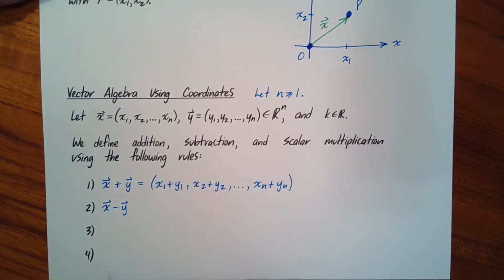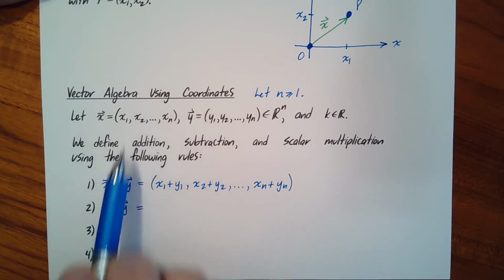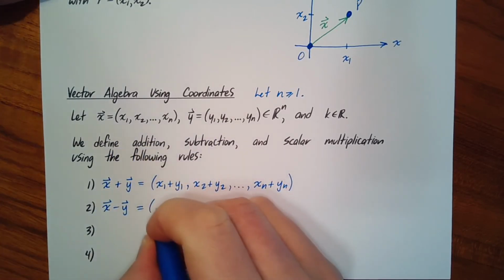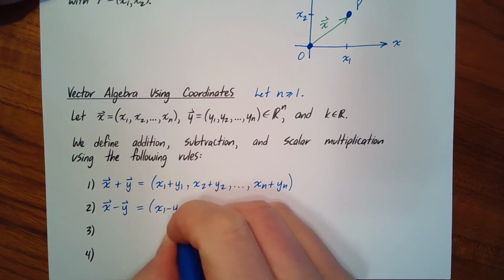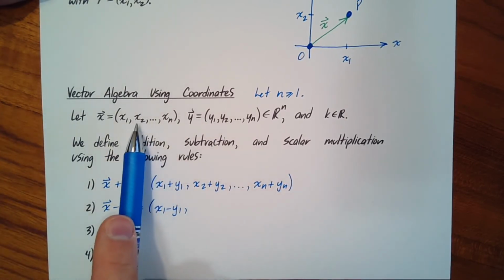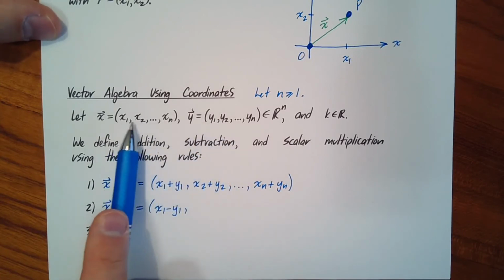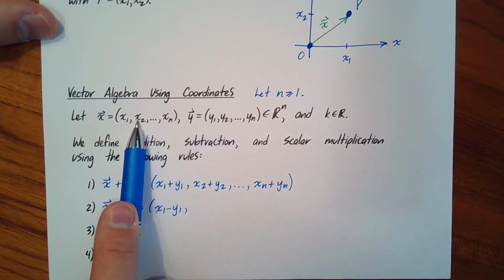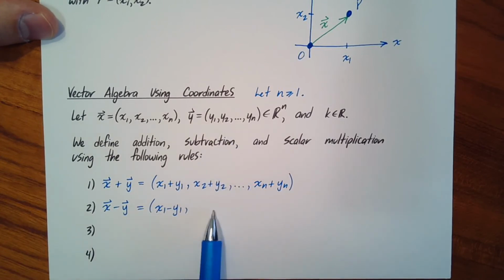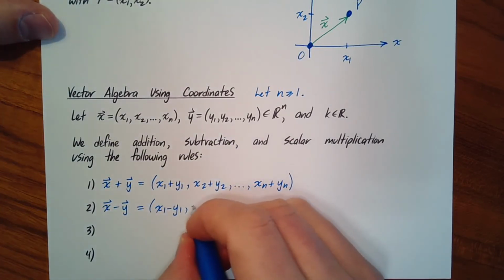Just do it coordinate-wise. So if I want the first coordinate of the vector x minus the vector y, just take the first coordinate of x and subtract the first coordinate of y. So just take this entry here, x1, and subtract y1. Right, in the second coordinate, just do the subtraction, but in the second coordinate of the original vectors. So x2 minus y2, whatever you get, that's going to be the second coordinate of x minus y.